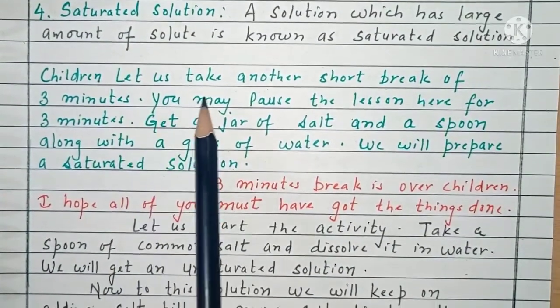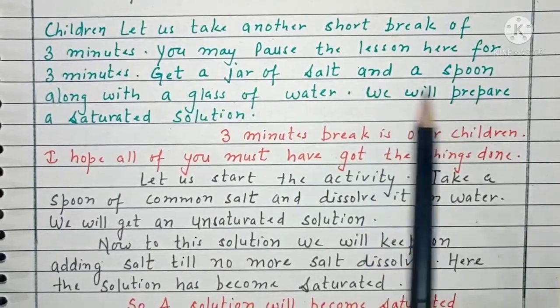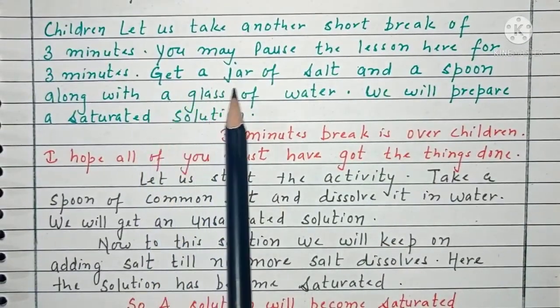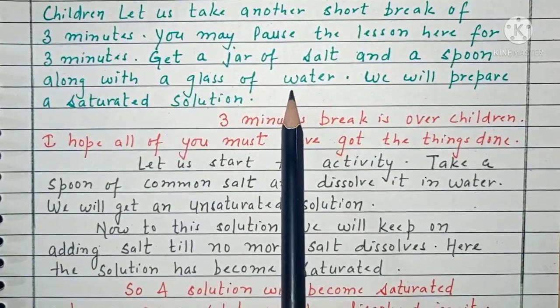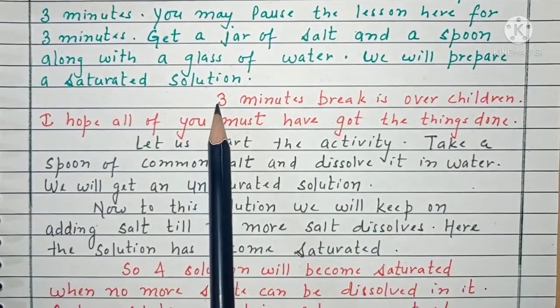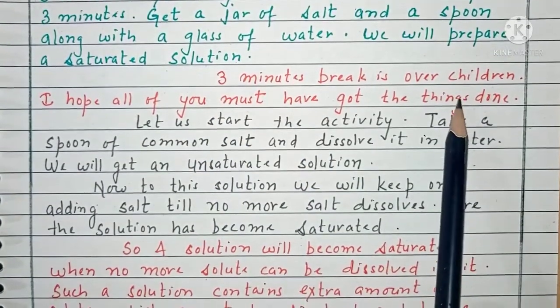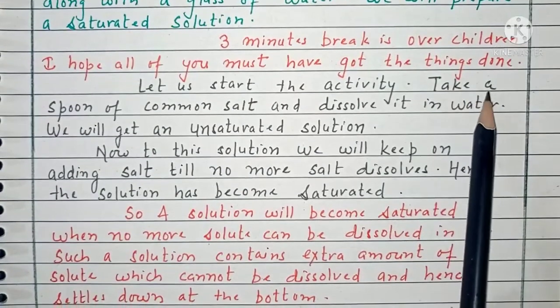Now students, we'll take another short break of 3 minutes. You may pause the lesson here for 3 minutes. Get a jar of salt and a spoon along with the glass of water. We'll prepare a saturated solution. 3 minutes break is over, children. I hope all of you must have got the things done.